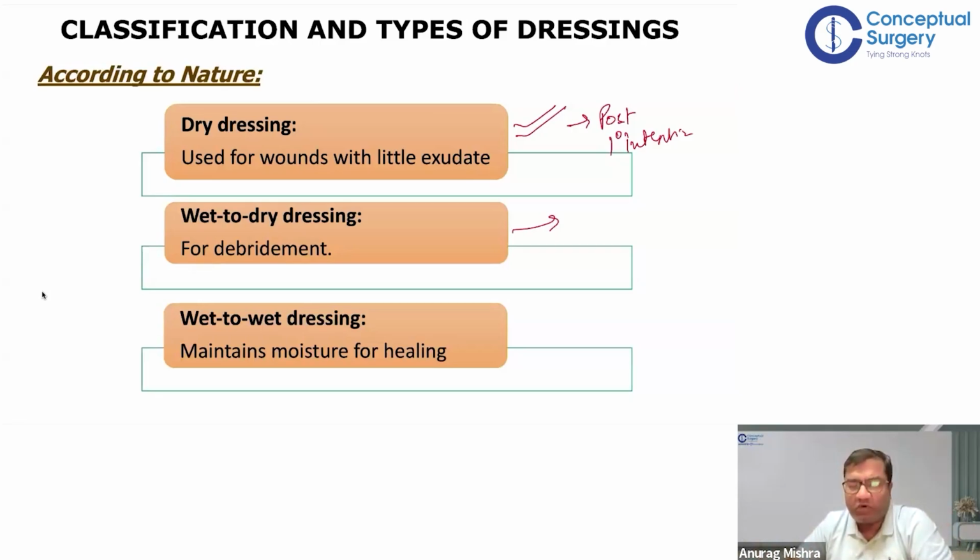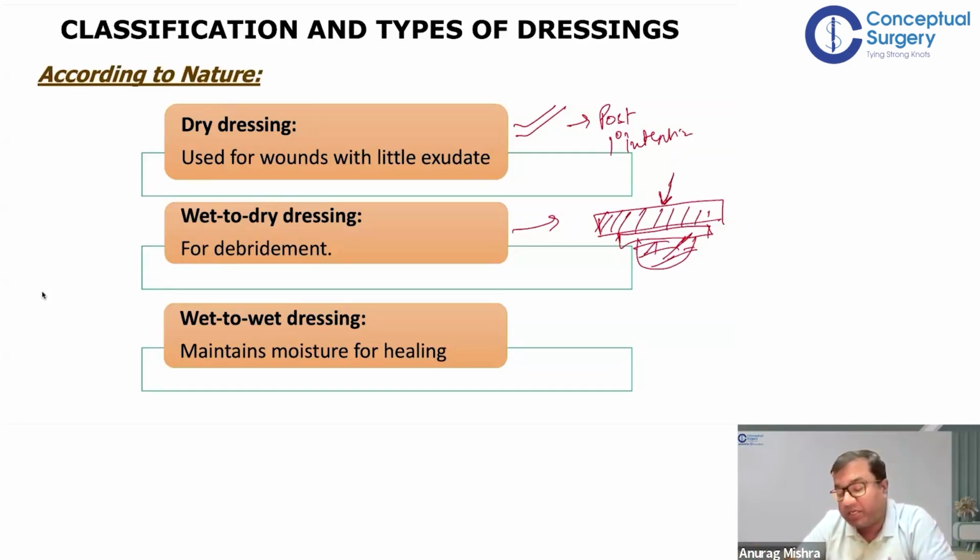So that is called the wet to dry dressing, which will have a gradual degradation. For example, there's a wound, it is wet, it is causing secretions. We'll have a layer of a moist dressing, then we'll have a layer of dry bandage. So this part remains dry.